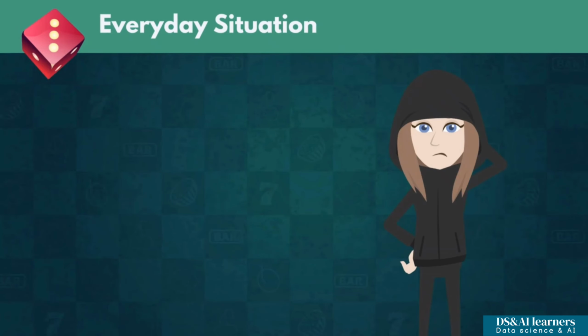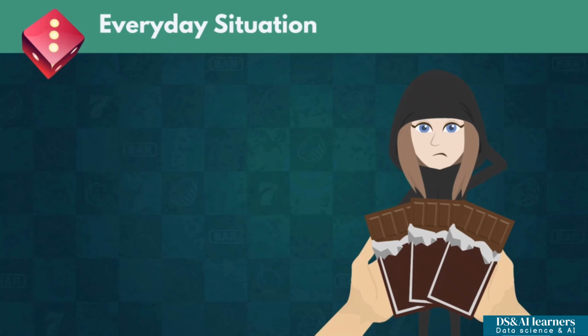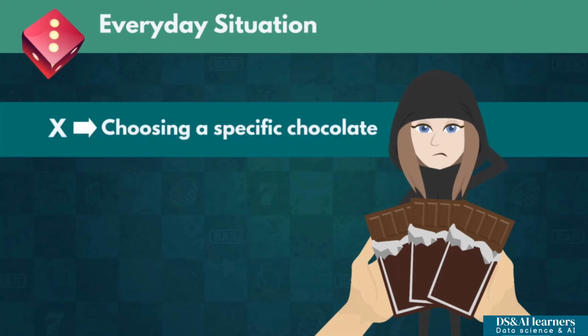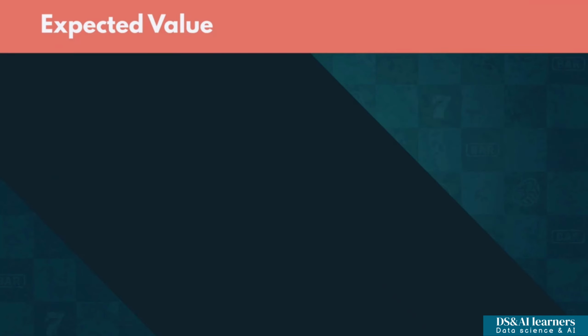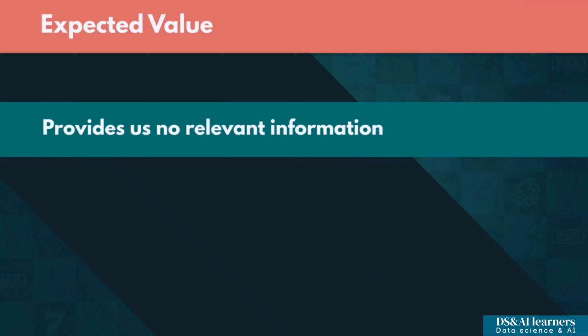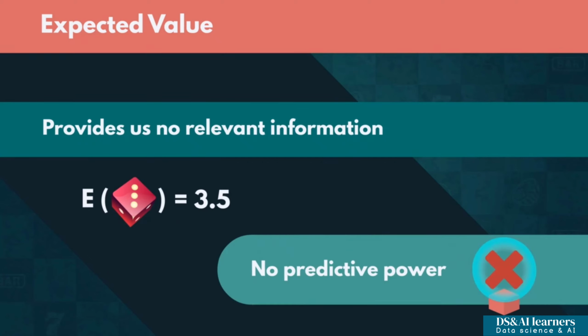If your friend offers you 3 identical chocolate bars, the probabilities assigned to you choosing one of them also follow the uniform distribution. One big drawback of uniform distributions is that the expected value provides us no relevant information. Because all outcomes have the same probability, the expected value, which is 3.5, brings no predictive power.